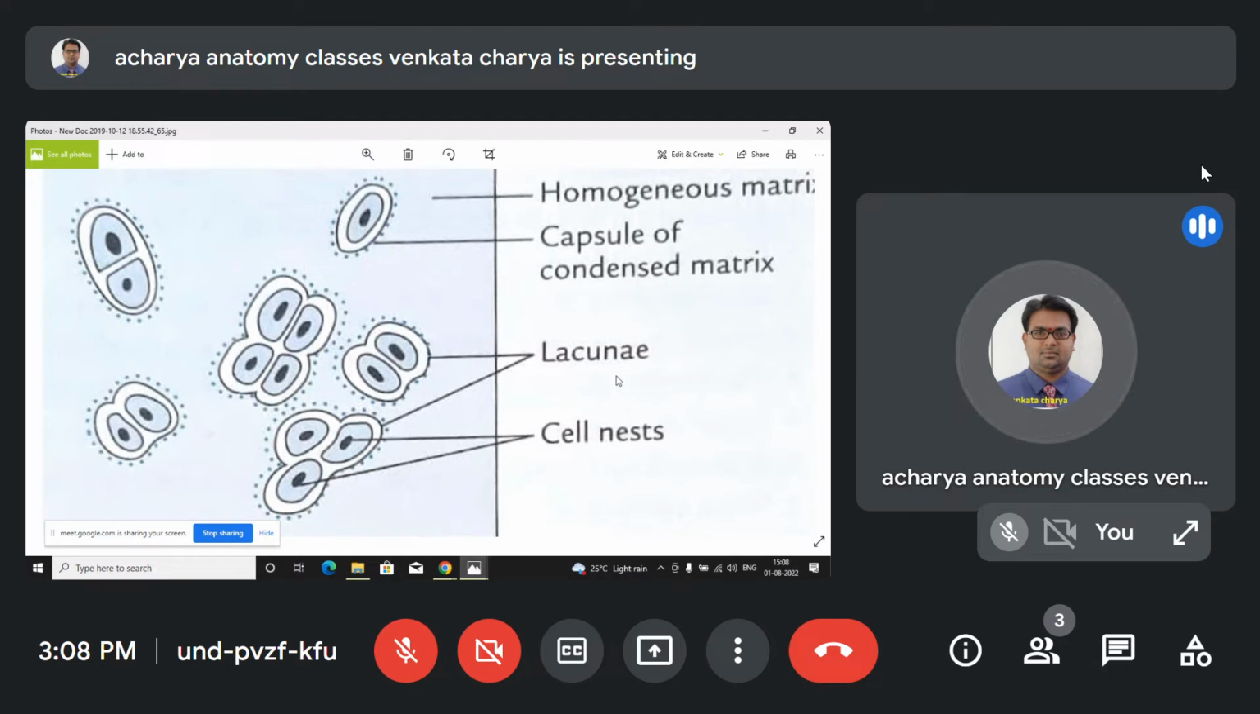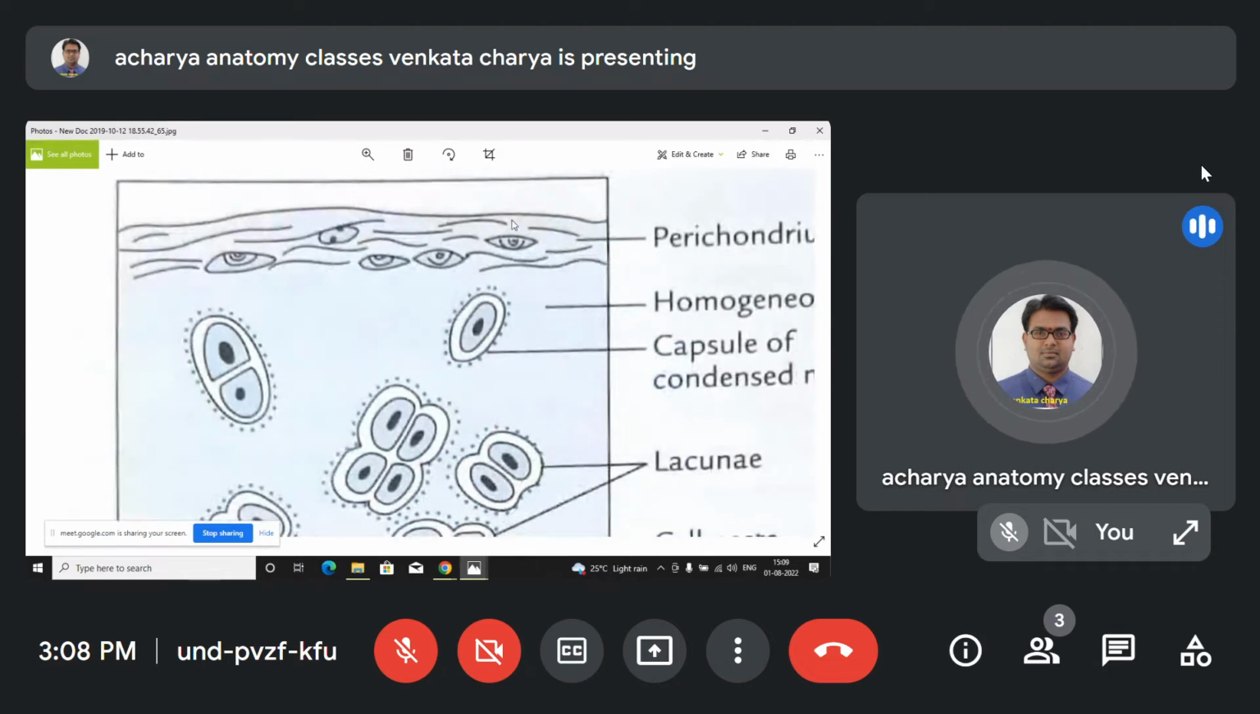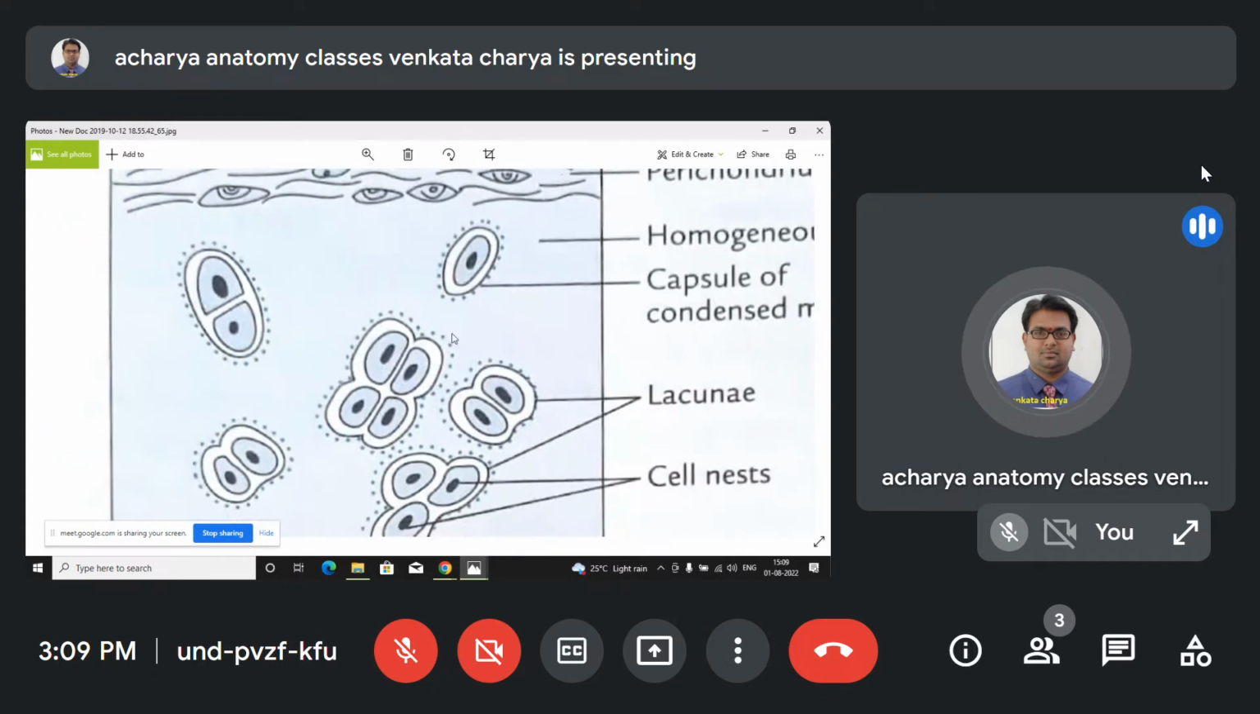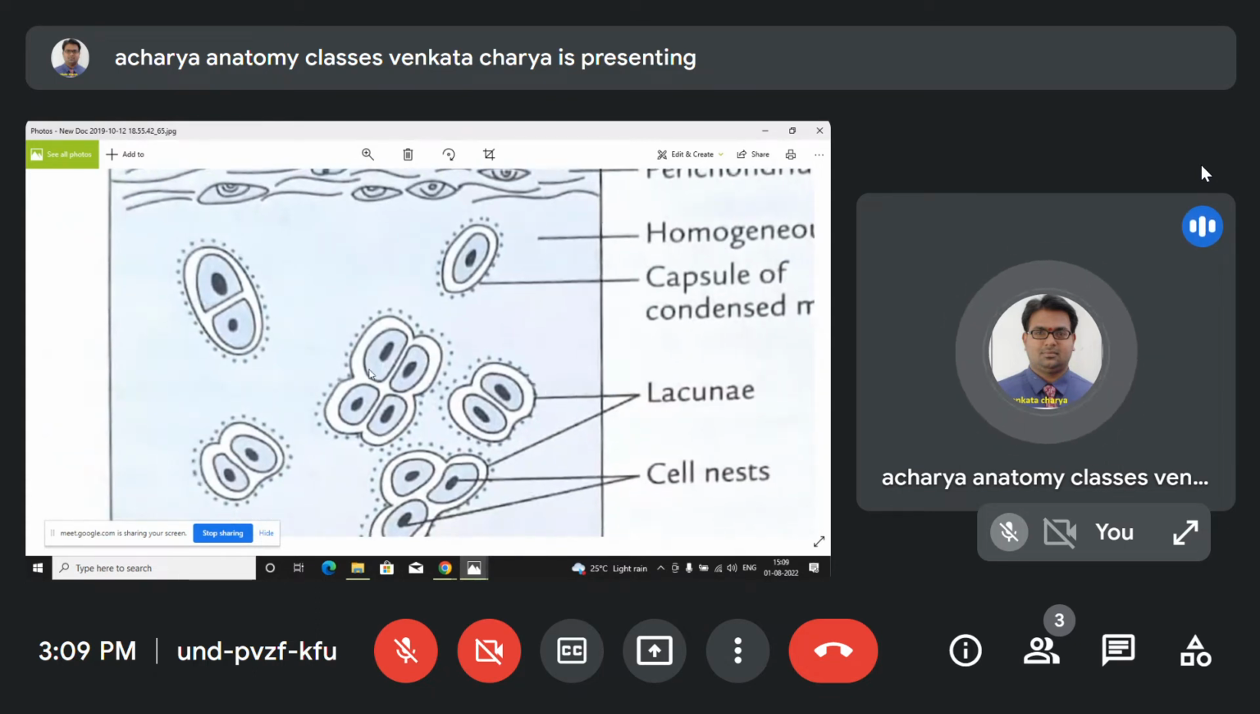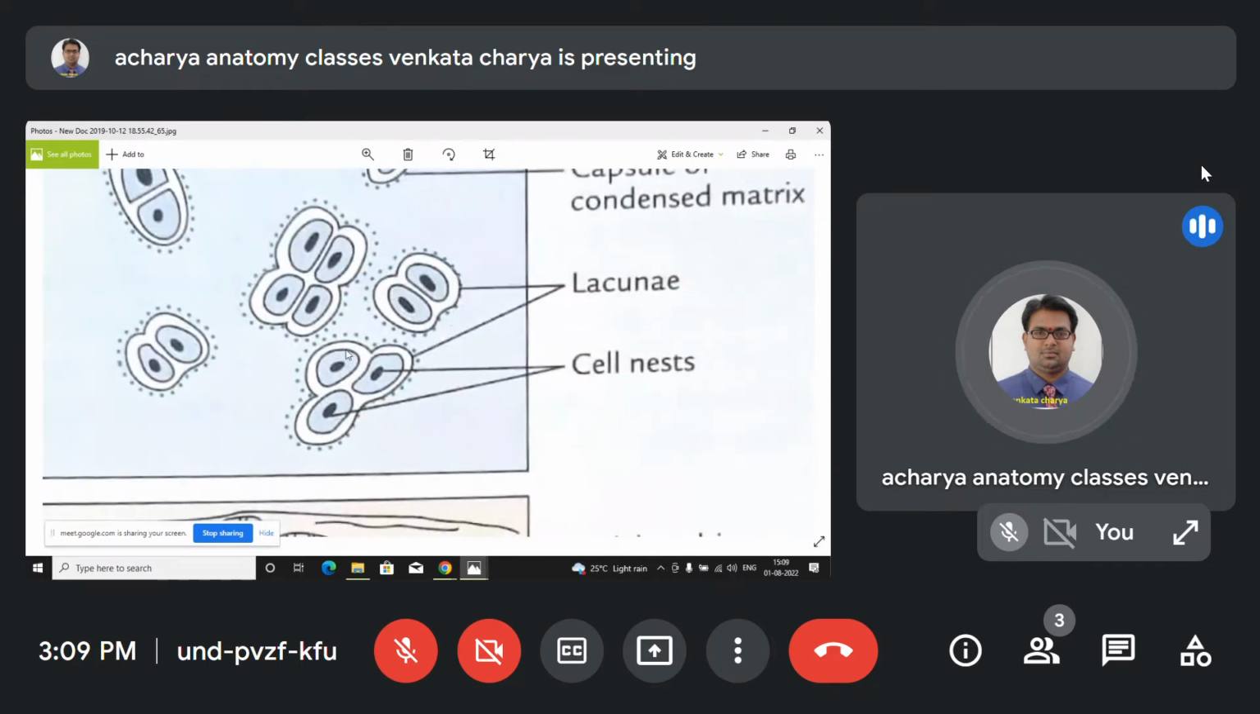So that one is a cartilaginous cell nest. So cell nests are present. Actually, the chondrocytes develop in the perichondrium, then enter into the homogeneous matrix. So here 2, 3, or 4 unite to form a cell nest.